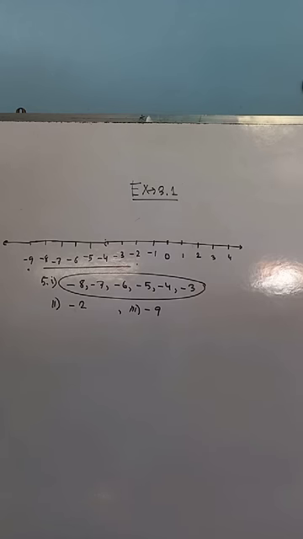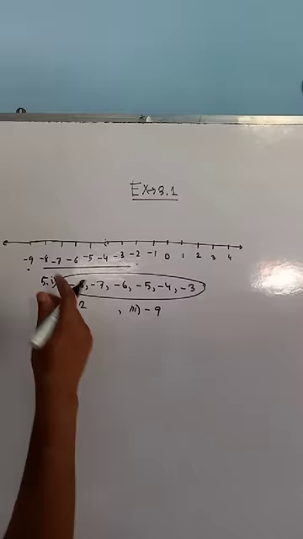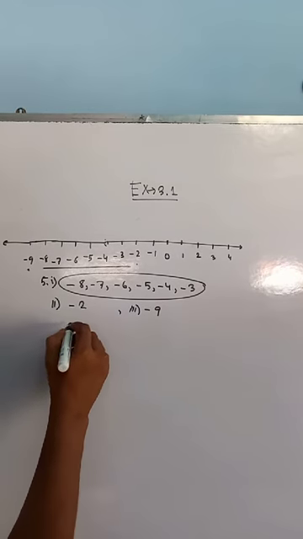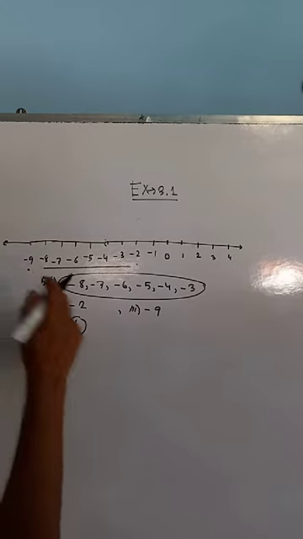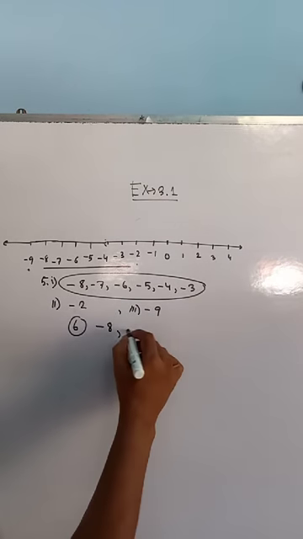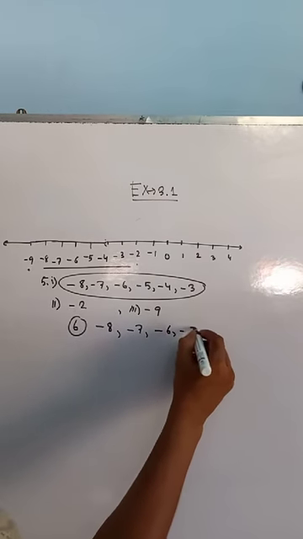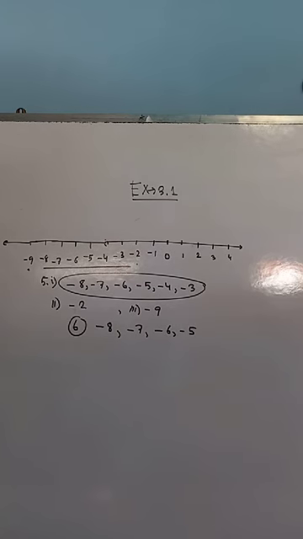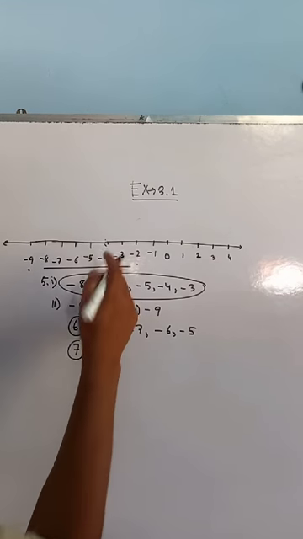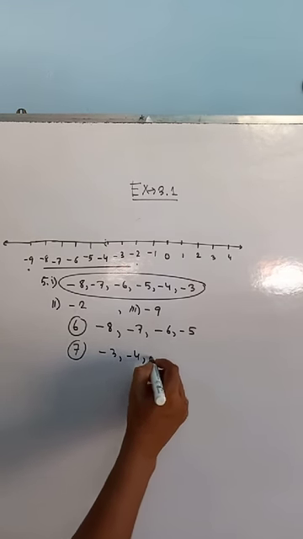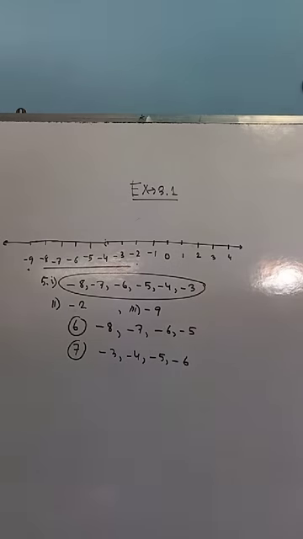Number 6. Write 4 consecutive integers just greater than minus 9. Greater than minus 9, 4 consecutive integers. Greater than minus 9 means going to the right side: minus 8, minus 7, minus 6, minus 5. In this way you can go there. Write 4 consecutive integers just before the minus 2. Before the minus 2 the answer will be minus 3, minus 4, minus 5 and minus 6. This will be just before that number. So in this way you can solve that part.